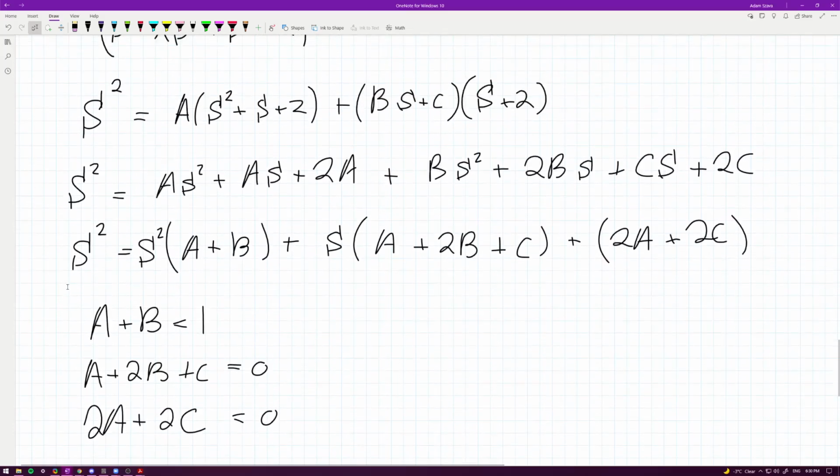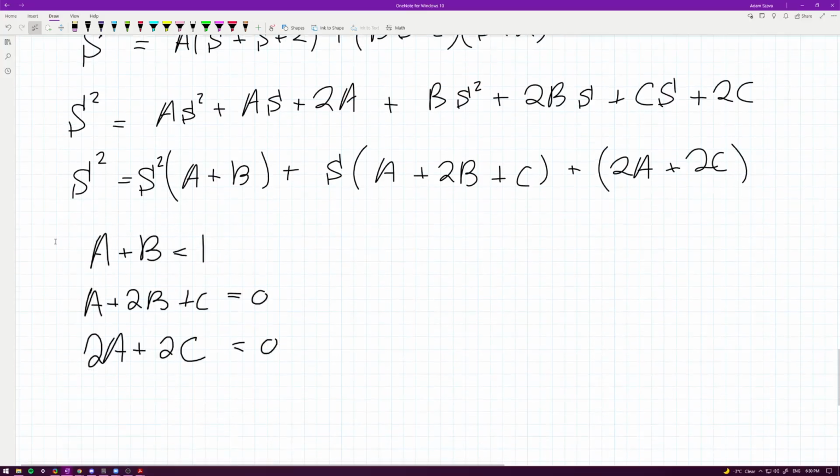Why? How did I make the system? Is that the question? Why did I make these equal? Okay, so the idea is that from this line right here, the left side is a polynomial, right? I could think of the left side as 1s squared plus 0s plus 0. If these two polynomials are truly equal, then their coefficients must be equal. A plus B must be equal to 1, because that's the coefficient on s squared.